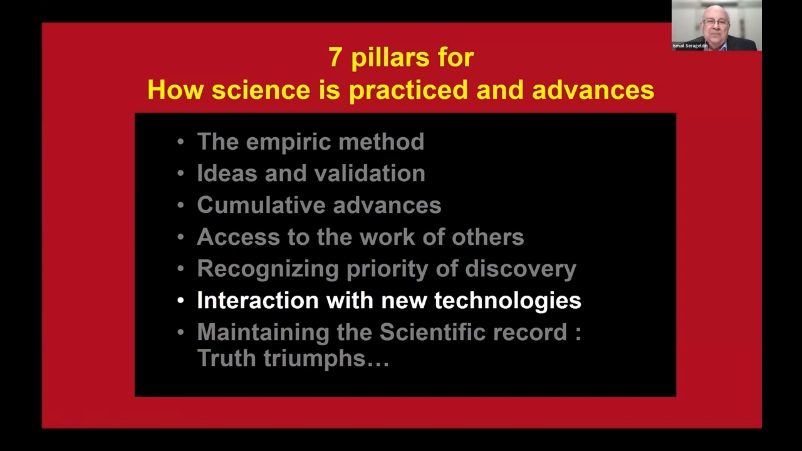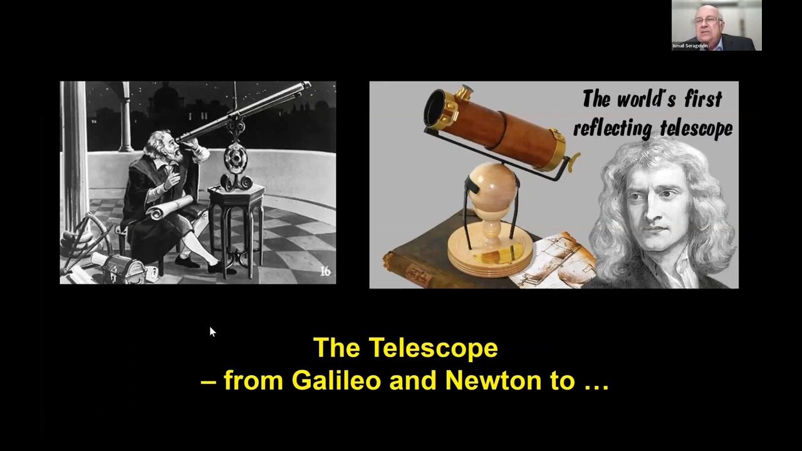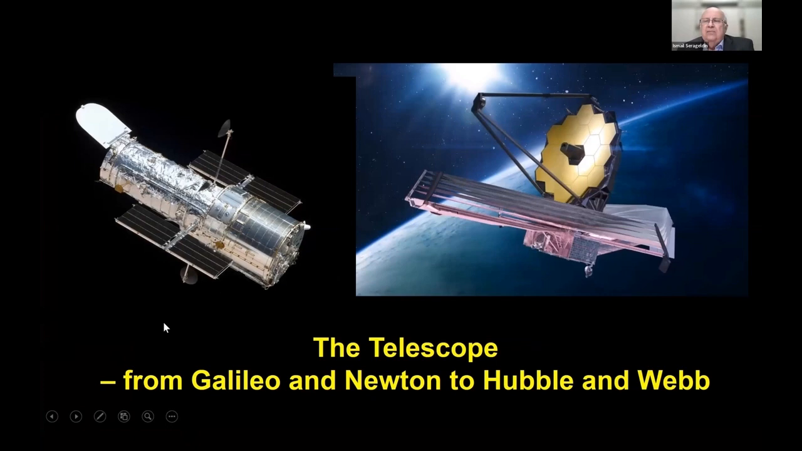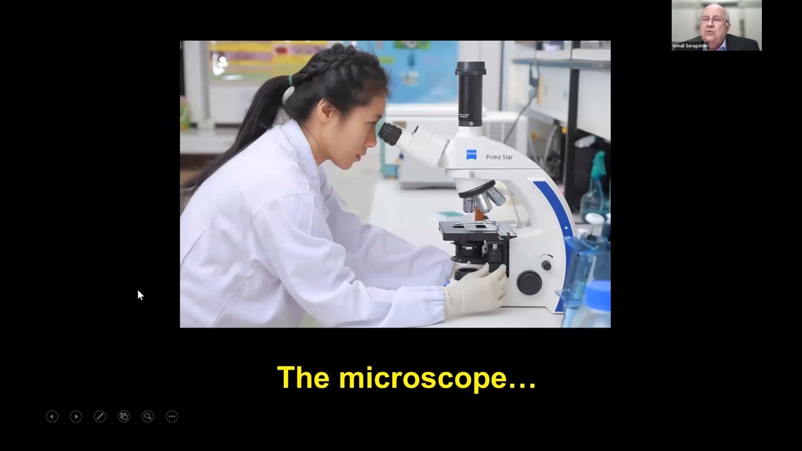Then there is, of course, the interaction with new technologies. By that, I mean that science advances with new technology in new domains. Just imagine the invention of the telescope, of course, and the stories of Galileo. Newton invented the mirror telescope, and then all the way to the Hubble and the Webb telescope. So they have revolutionized a lot of the work we did in astronomy. The microscope changed, of course, a lot of science.